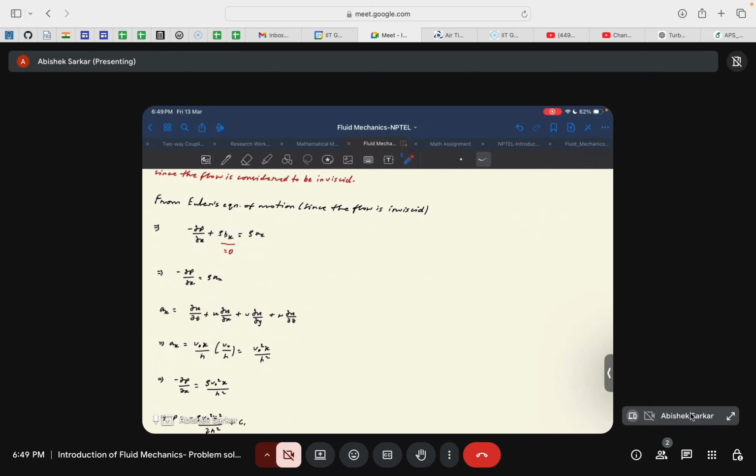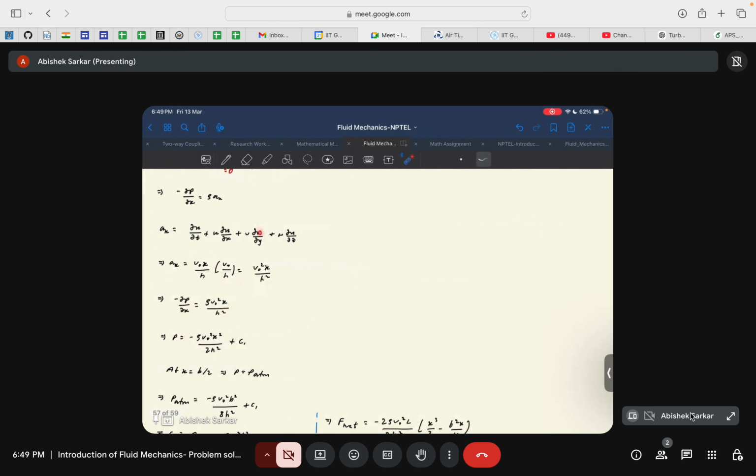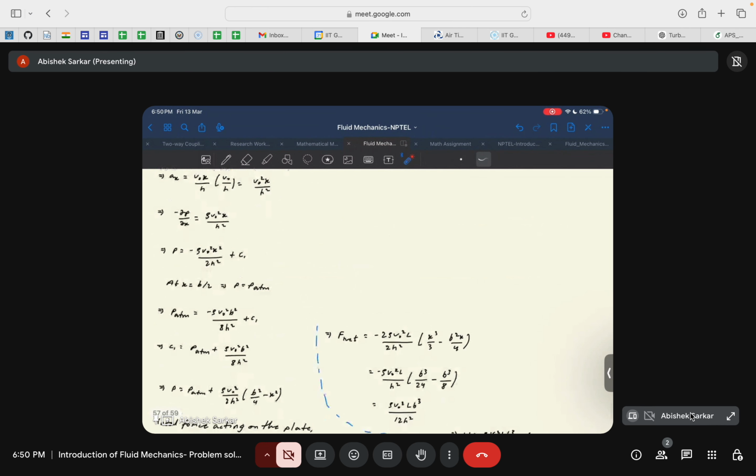We already know it is a one-dimensional flow, and since u is a function of x only, all the other derivatives, dou u by dou y and dou u by dou z, are equal to 0. Of course there is no unsteady term, so you will only end up with the convective acceleration term along the x direction. So ax is equal to v naught x by h times dou u by dou x, which is v naught by h, so ax is equal to v naught square x by h square, or dou p by dou x is equal to rho v naught square x by h square.